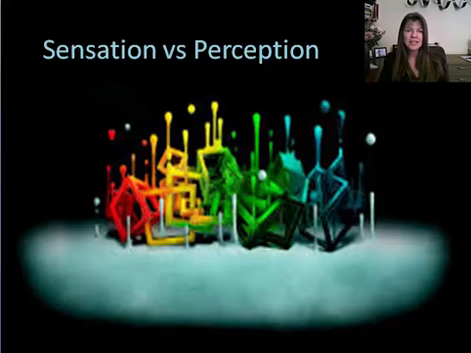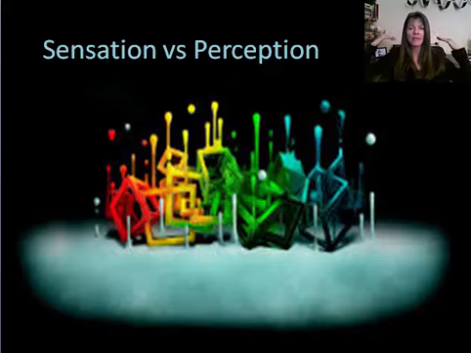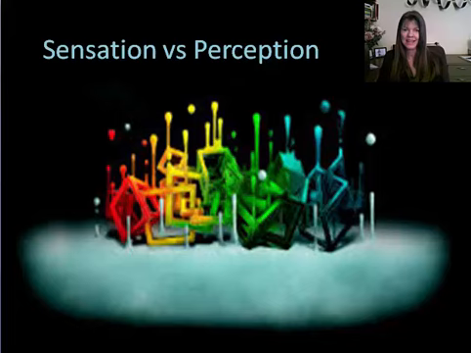Now, another important difference between sensation and perception, besides one being objective and one being subjective, is where it occurs. So sensation occurs at the receptor sites. Perception occurs in the brain, right? It's an upper level process in how we interpret what it is that we're seeing or hearing or smelling or tasting.